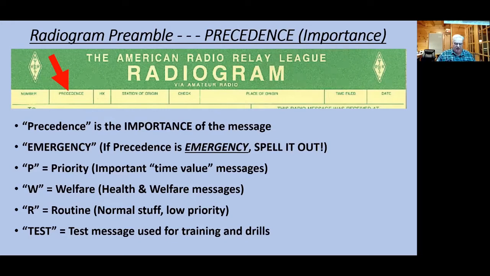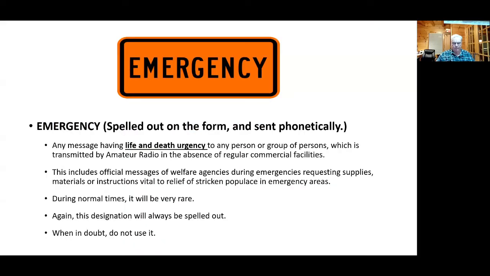these initials, the P, the W, and the R, were primarily used for Morse code. When you're sending a message in Morse code, you don't spell out priority or welfare or routine. You just put the P, W, or R. But emergency is always spelled out, whether it's in voice or in Morse code. So if it's an emergency, you wouldn't say priority. You wouldn't say routine. You would say emergency. I spell Echo Mike, Echo Romeo, Golf, Echo November, Charlie, Yankee. It would be spelled out when you send the message. If in doubt, don't call something emergency unless you're absolutely positive.